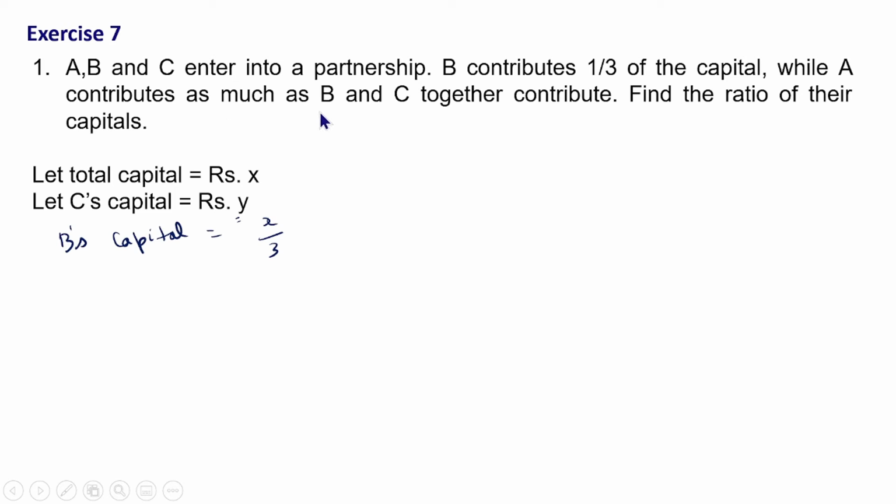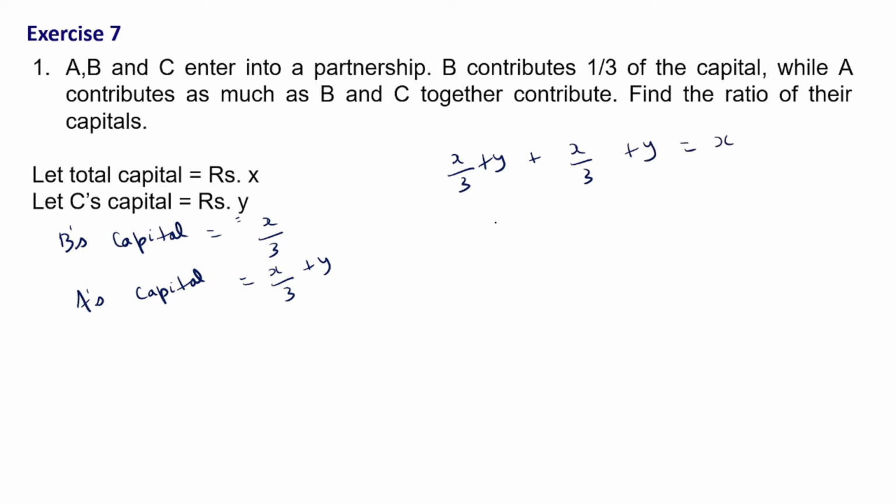And it is given A contributes as much as B and C together. So A's capital will be the sum of the capital of B and C, so it will be X by 3 plus Y. Now the sum of these three capitals will be equal to the total capital X. So A's capital plus B's capital plus C's capital is equal to the total capital X. So we have 2x by 3 plus 2y is equal to X, or 2y is equal to X minus 2x by 3, or this is equal to X by 3. So we get X is equal to 6y.